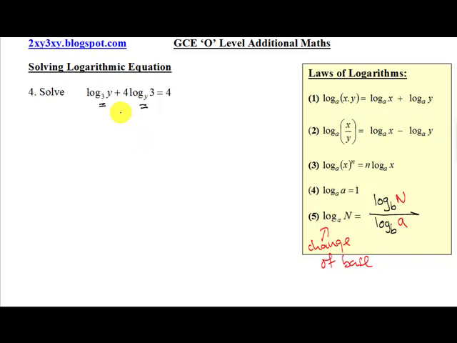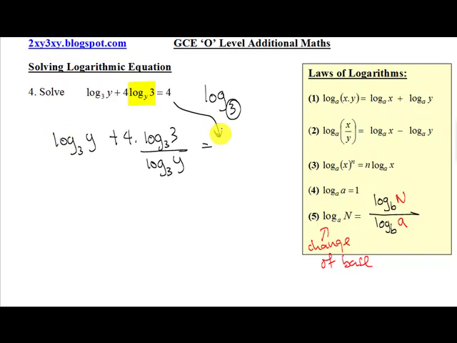Let's go back to our question. I can either change this to base of y, or change this to a base of 3. And I would like to change this to a base of 3. Why? Because I'm more comfortable if the base is a constant rather than a variable y. So now I'm going to change this log into a base of 3. How to change? I'll write log base 3 first, followed by another log base 3 here, and 3 over y.